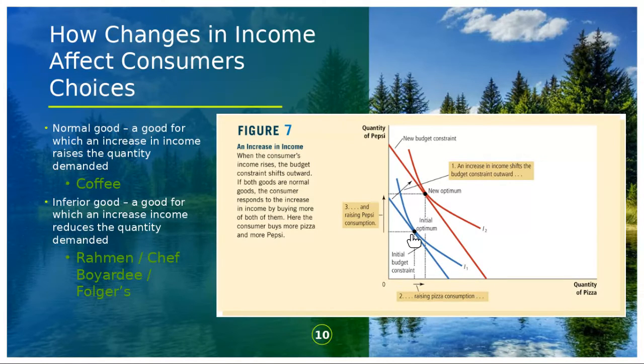But notice the increase in our income pivots the budget constraint out, shifts the budget constraint further to the right. This makes sense, right? The price of pizza hasn't changed, the price of Pepsi hasn't changed, therefore the marginal rate of substitution, or the relative price between the two goods, remains the same, and we can consume more of both. So an increase in income shifts the budget constraint outward, and there's a higher consumption of Pepsi at the new optimum.